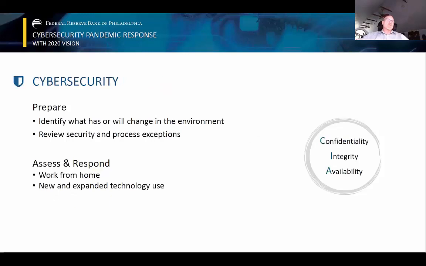So moving on to cybersecurity. Here we're talking about confidentiality, integrity, availability, and what's the impact should one of these be compromised. First thing you really want to do here is identify what is or will change in your environment. We've already mentioned some of these. Working from home. Some people are working from home for the first time. Some businesses have allowed working from home at all for the first time. So it's new to employees. It could be new to the IT staff who have to come up with technology solutions to support it.